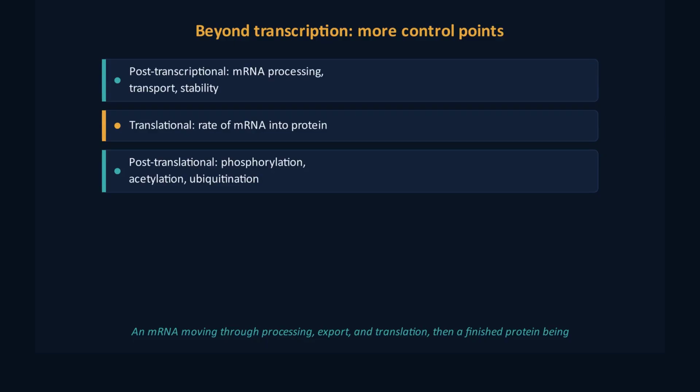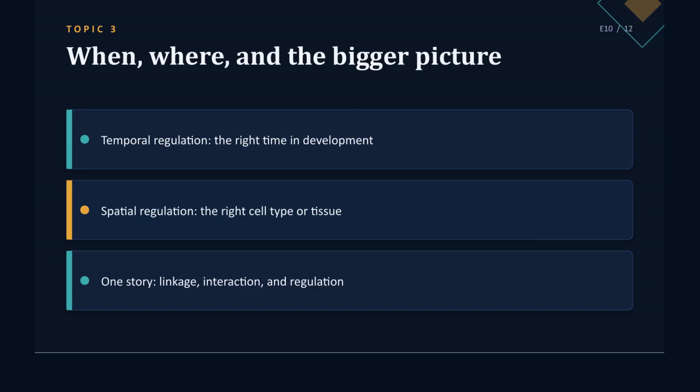Even after a protein is built, control continues. Post-translational regulation acts after protein synthesis through modifications such as phosphorylation, acetylation, and ubiquitination, which can alter a protein's activity, its stability, and where it is located in the cell. Control at every stage. Step back and ask why a cell bothers with all these checkpoints. The answer is timing and location.